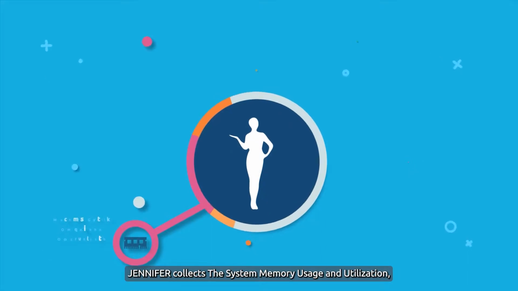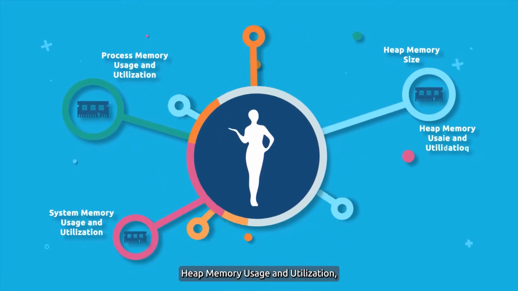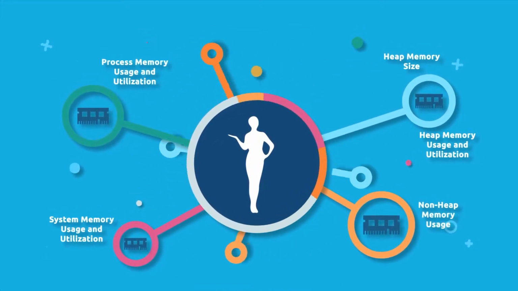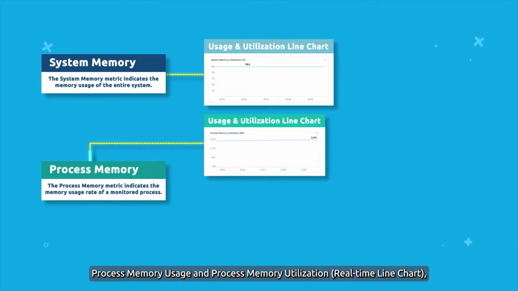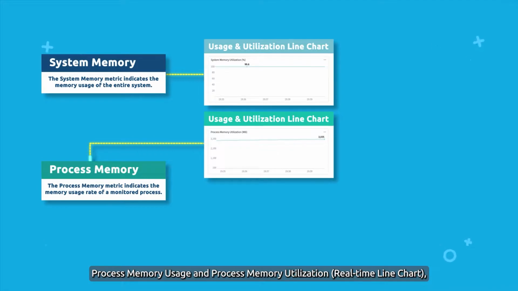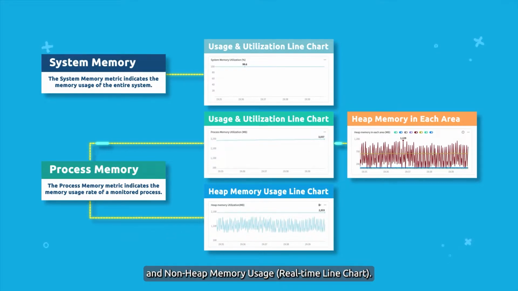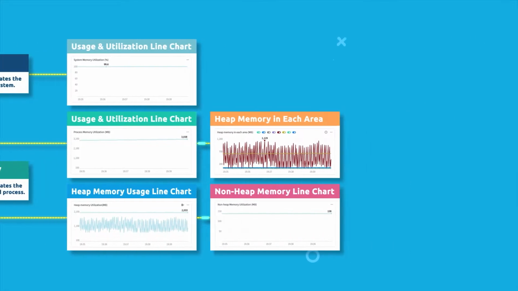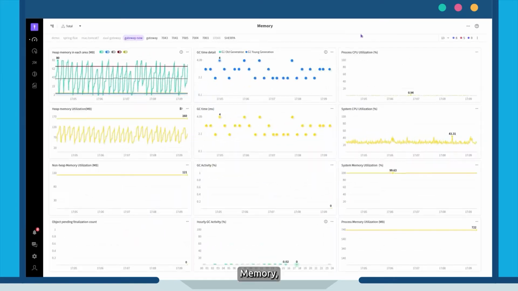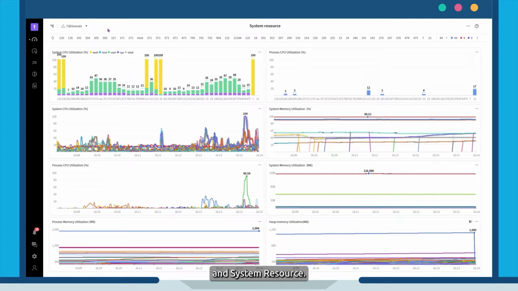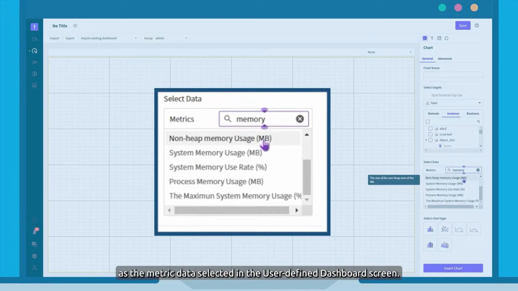Jennifer collects the system memory usage and utilization, process memory usage and utilization, heap memory size, heap memory usage and utilization, and non-heap memory usage. Those metrics are in the system memory usage and system memory utilization real-time line chart, process memory usage and process memory utilization real-time line chart, heap memory in each area, heap memory usage real-time line chart, and non-heap memory usage real-time line chart. Those charts can be found on the dashboard screen, such as the system admin resource, memory, and system resource. We can also choose memory-related metrics as the metric data selected in the user-defined dashboard screen.